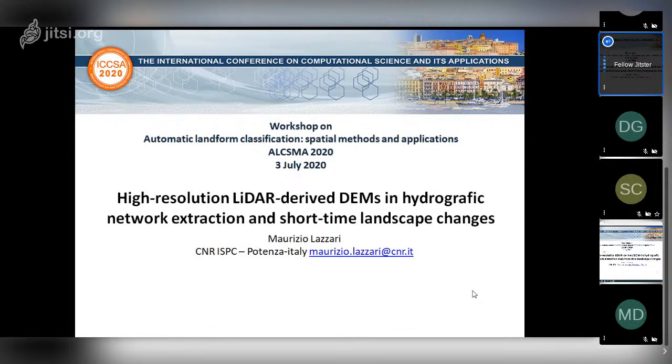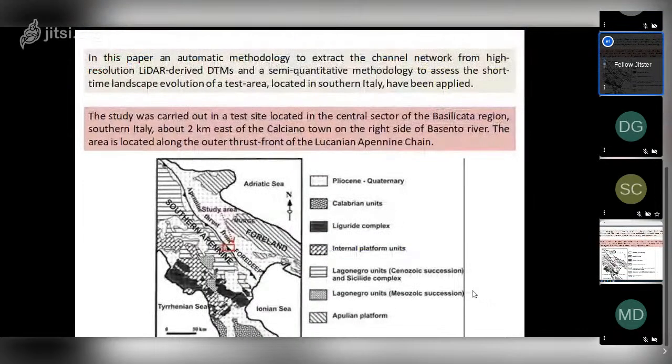I present the results of work focused on a specific automatic extraction action that is relative to the hydrographic network extraction, in order to define a short-time morpho-evolution model and landscape changes in a short-time span. In this paper, I applied an automatic methodology to extract the channel network, starting from multi-temporal LiDAR derived DEMs and using a semi-quantitative methodology to assess the short-time landscape evolution.